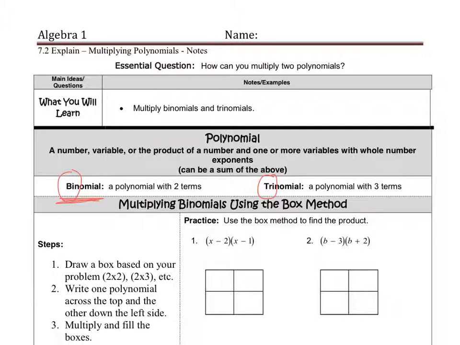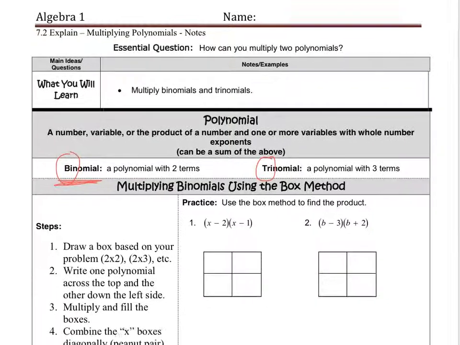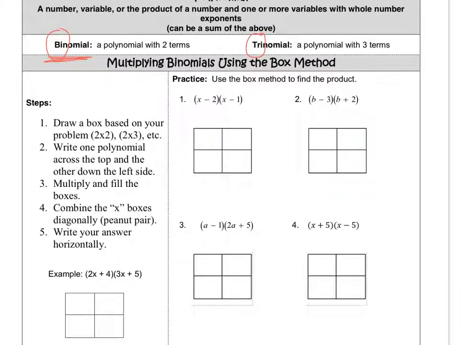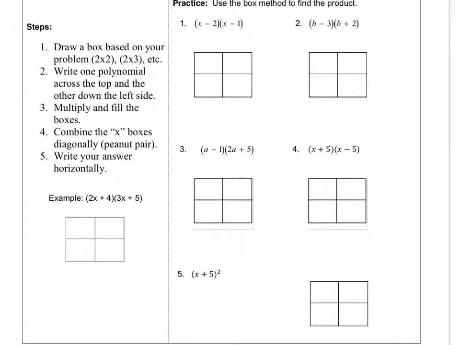What we're going to do is start multiplying them using the box method. Some of you will recognize it. It's very similar to Punnett squares in biology, but we're going to use the box method in order to multiply polynomials. Over here on the left, we have the steps, so I'm going to move that up to the top.